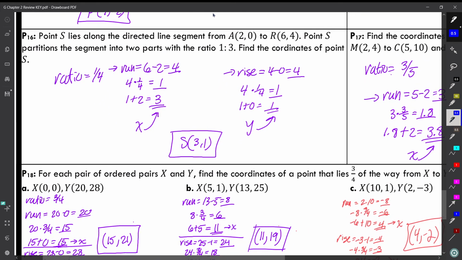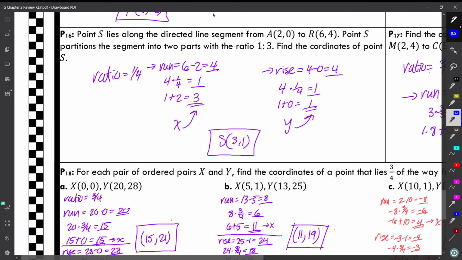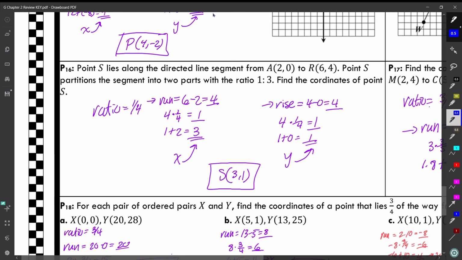Number 16, point S lies along the directed line segment from A(2, 0) to R(6, 4). Point S partitions the line segment into 2 parts with a ratio of 1 to 3. One part represents 1 part, the other part has 3 in it. So together they have 4 parts altogether. So our part-to-whole ratio is 1 to 4.